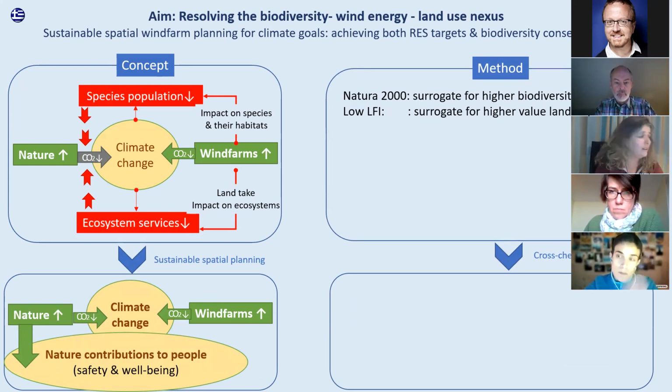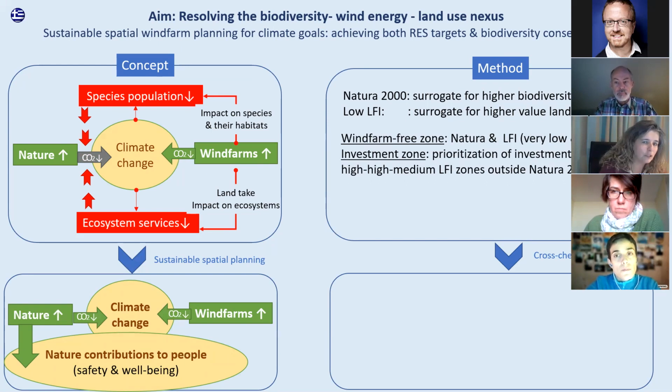Of course, it is well designed. This is also underlined in the fitness check of the Habitats Directive, that the network is well designed. And we also took as a surrogate areas of a low fragmentation index, because of the very rich literature we have on the negative impact of fragmentation on ecosystem services and species.